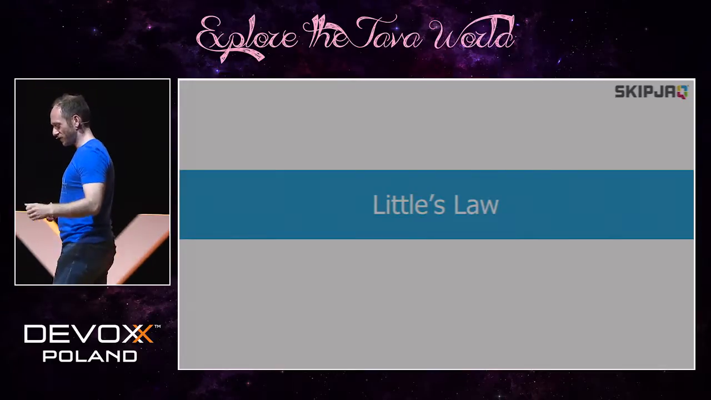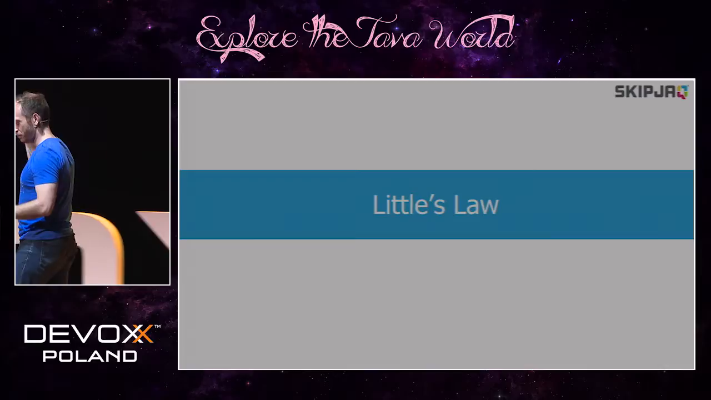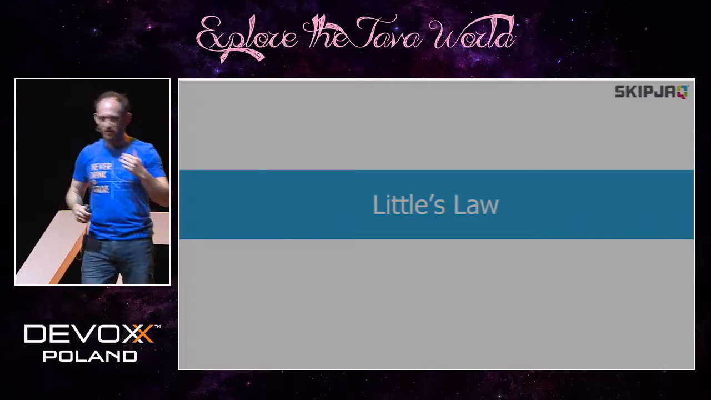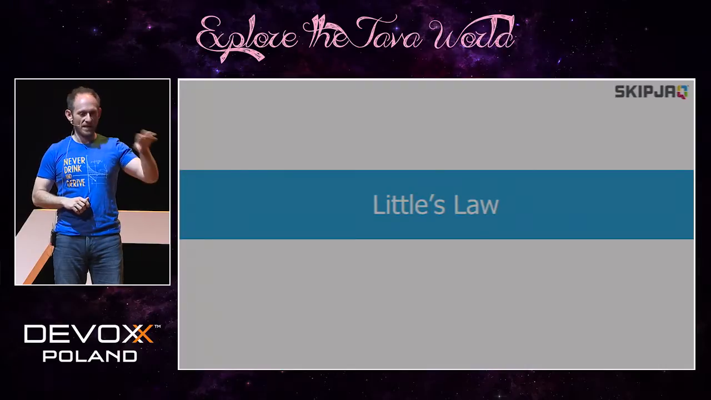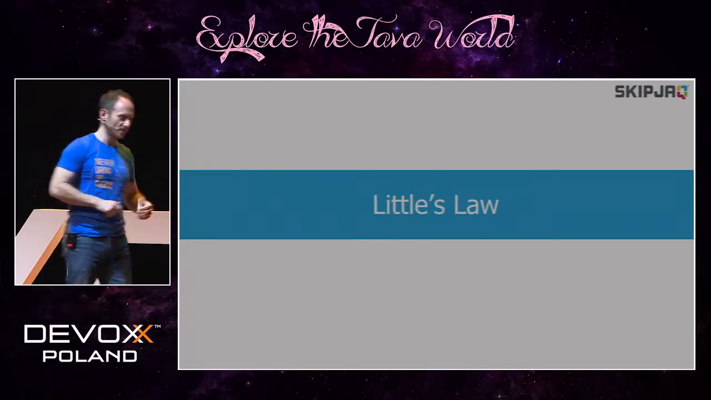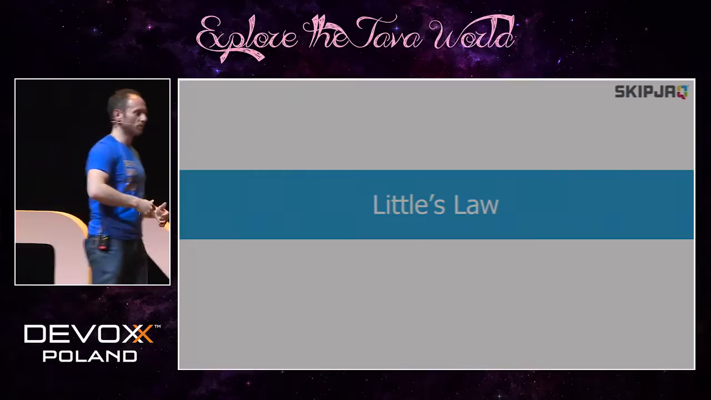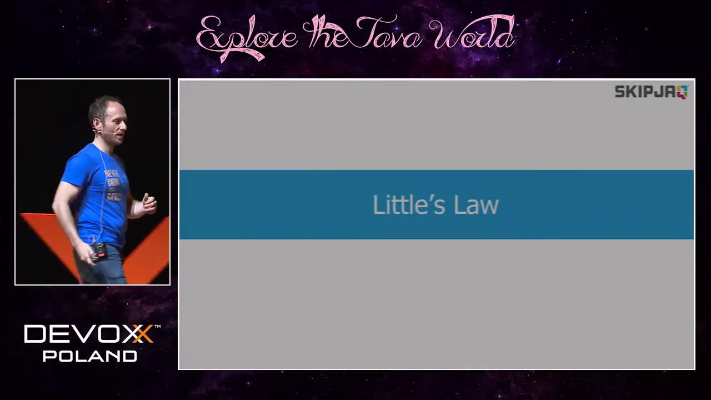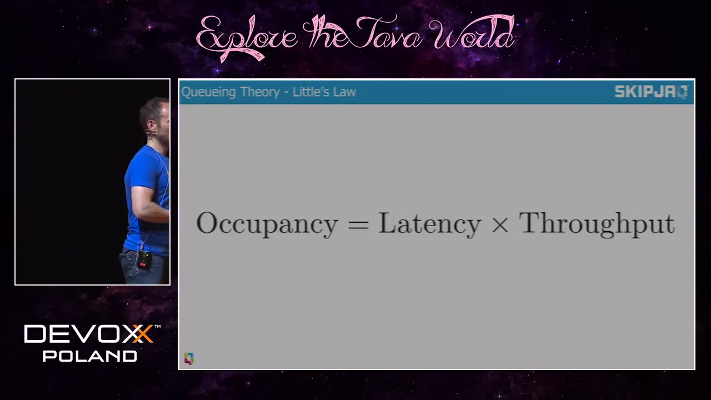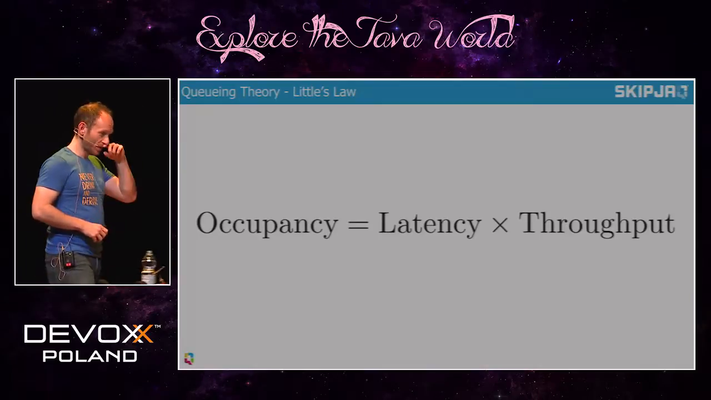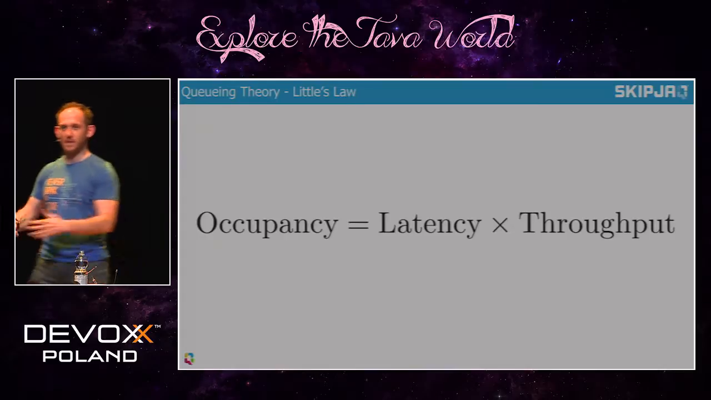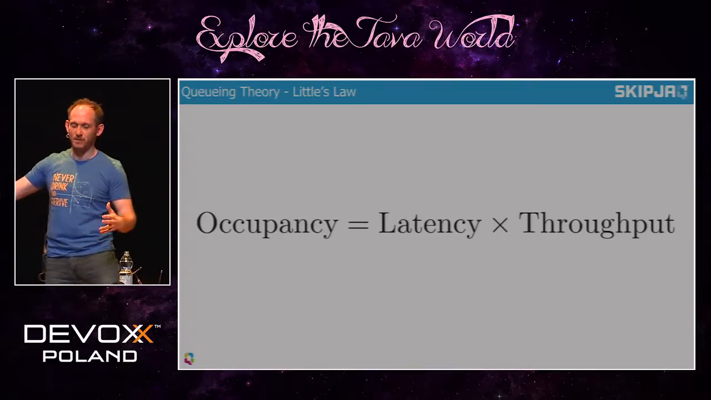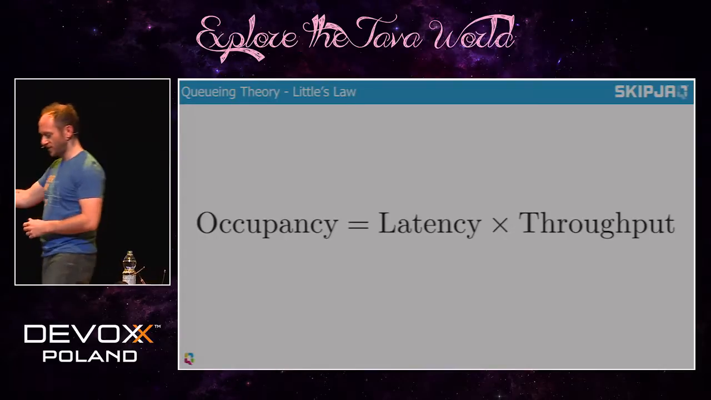So Little's Law is this great result from queuing theory, maybe 1967, that tells us how to relate latency and throughput and utilization of a system into one simple way of thinking. And it tells us this, that the mean occupancy of a system, of a queue, so that's the mean number of people waiting to be served and being served, is equal to the latency times the throughput.